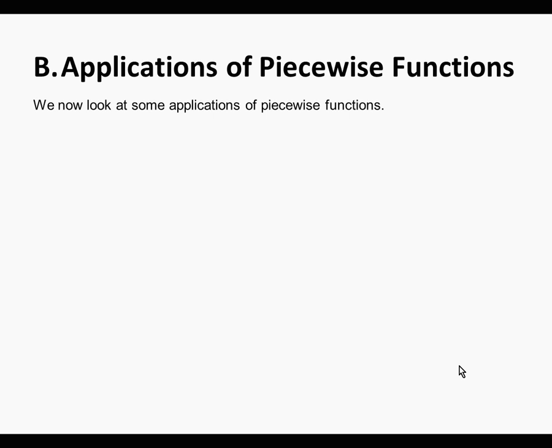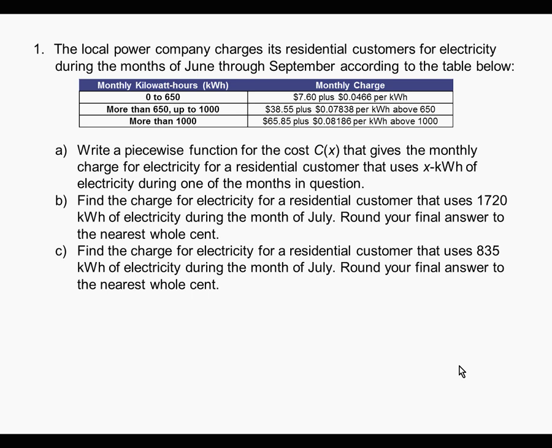So we're going to look at some applications of piecewise functions. We have a couple here. Example number 1 says, the local power company charges its residential customers for electricity during the months of June through September according to this table. So the monthly kilowatt hours, and here's your monthly charge.